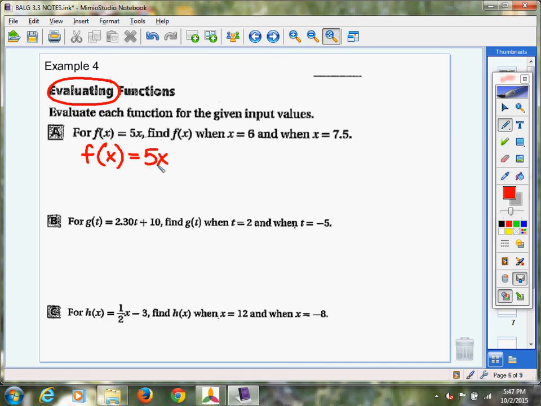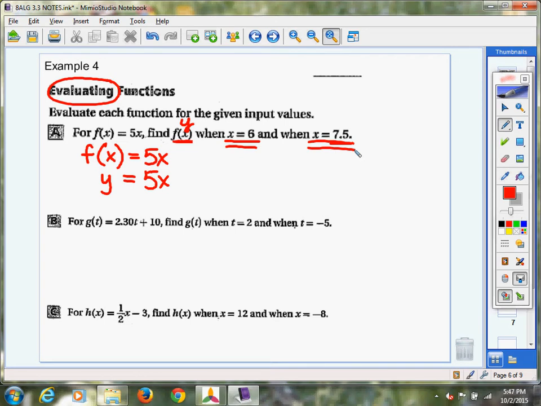Remember what I told you. Another name for f of x, function of x, is y. So this is another name for this function. And what they did, they're saying find f of x, find y when x is 6, when x is 7.5. So they gave us 2 numbers to plug in. We're not going to plug them in at the same time. You're going to do them one at a time.